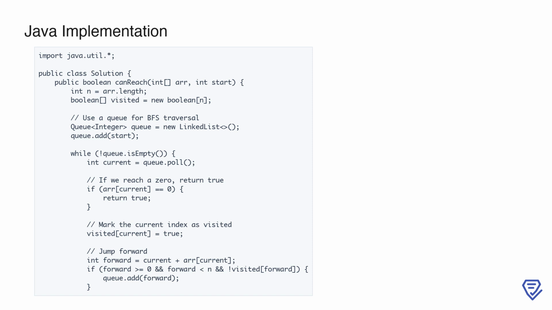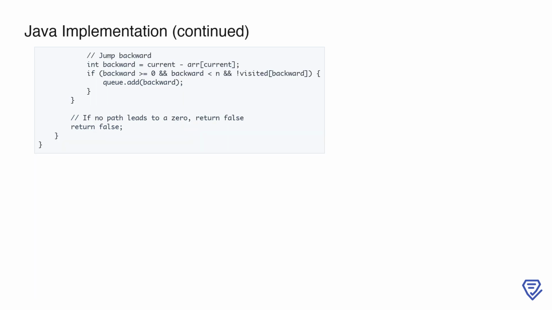The next steps involve calculating the indices we can jump to. First, we calculate the forward jump by adding the value at the current index to the index itself. We then check if this forward index is within bounds, hasn't been visited, and is a valid move. If it is, we add it to the queue to explore later. We then handle the backward jump in a similar way. This time, instead of adding the value at the current index, we subtract it to move backwards on the game board. Again, we check if this backward index is within the boundaries of the array, hasn't been visited, and is a valid move. If all these conditions are met, we add it to the queue for further exploration.